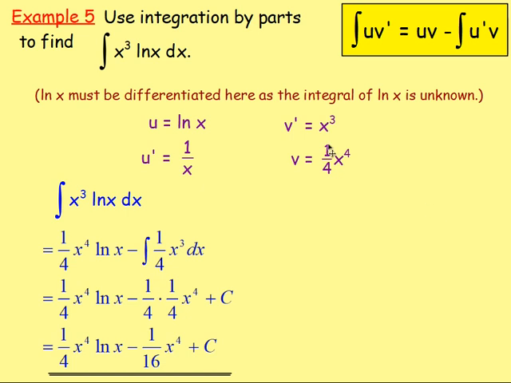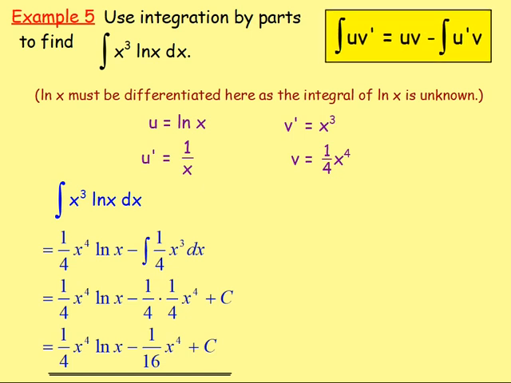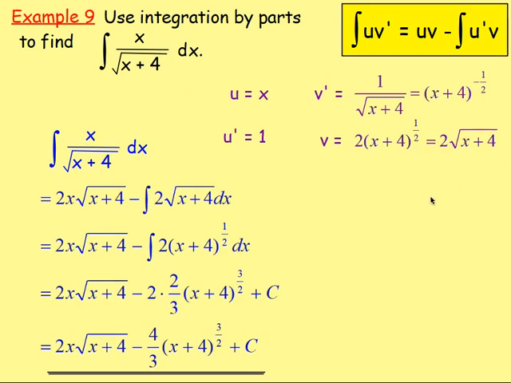This one here, if you have x cubed times ln x, well, ln x has to be differentiated because the integral of ln x is unknown. So u has to be ln x, so you get 1 over x, and v dash has to be x cubed. From there, you're again just using this formula for your integration by parts. Another one to point out is integration by parts is used when you've got a product. Here it's not a product, so you have to rewrite this.